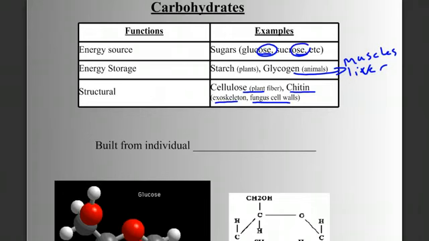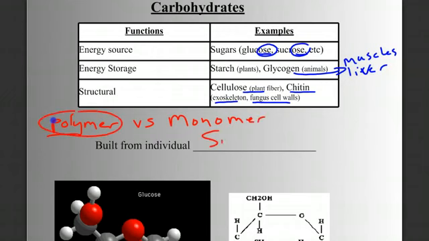When we look at carbohydrates, we see that they're polymers. Almost all of our biomolecules are polymers. So what is a polymer? A polymer means many something, or many mers. We can contrast polymers versus monomers. A monomer is a single unit. And carbohydrates are polymers of sugars, or saccharides.